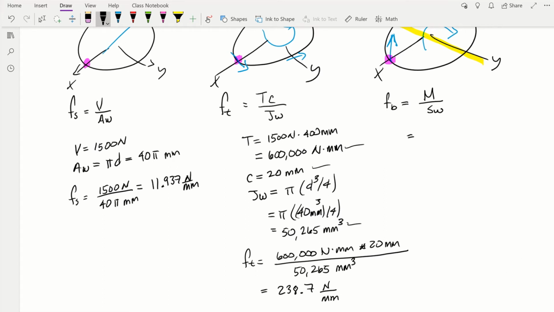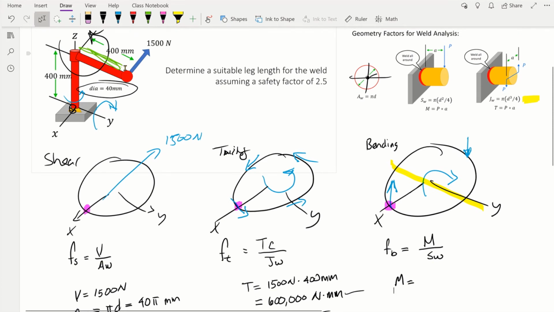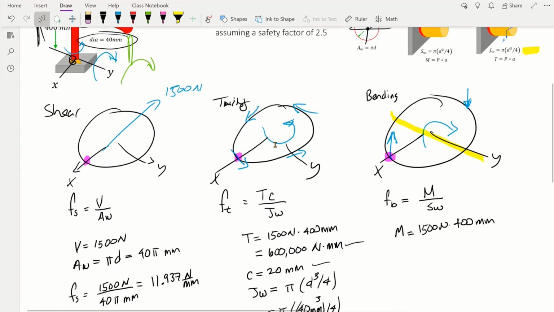Next, let's do the last one. We need to figure out what the bending moment is. Remember, this is when this 1500 Newton force is making this assembly tip over the y-axis, right? So the moment is just going to be 1,500 newtons times 400 millimeters. This is from the height over here. Well, we calculated that already, right? It's the same one as the torque. So this is going to be 600,000 Newton millimeter.